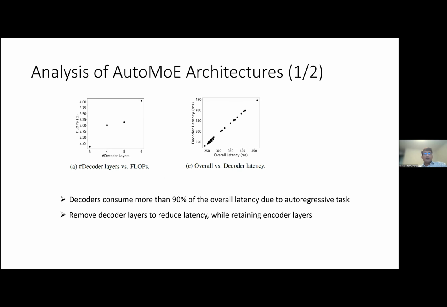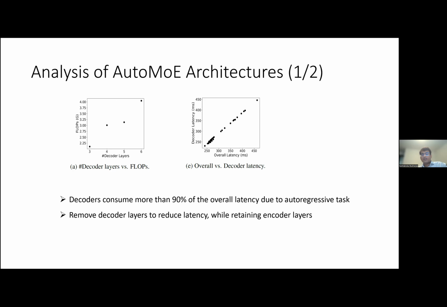Okay. Now we will want to see what kind of architectures we get and whether there is a pattern. The first thing is that we are in an autoregressive task, which means you generate tokens one by one. Whenever I generate a token, I look at the last generated token, the representation from, say, the last layer for the previous token. So for every token, I'm essentially making a full pass through the network. That makes the decoders extremely heavy, and they consume more than 90% of the overall latency.